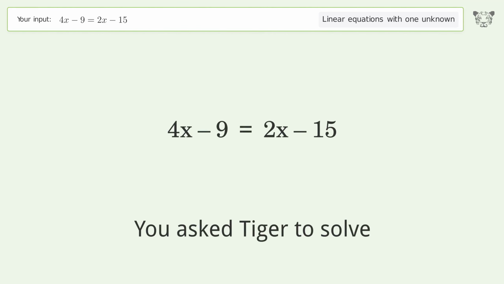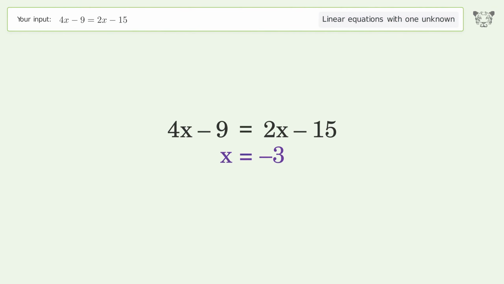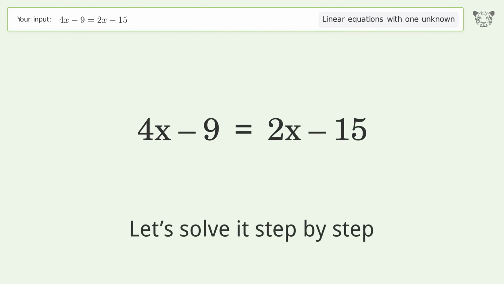You ask Tiger to solve. This deals with linear equations with one unknown. The final result is x equals -3. Let's solve it step by step.